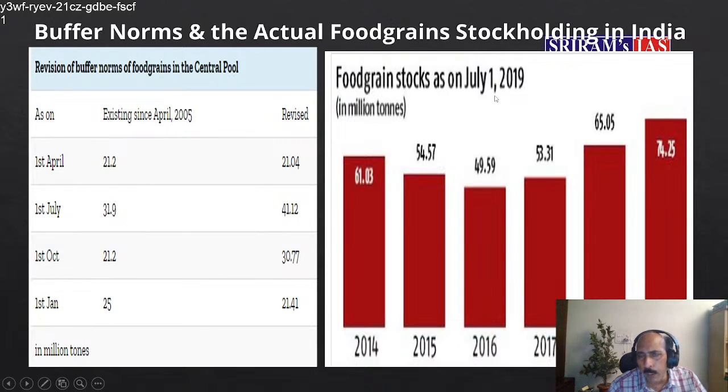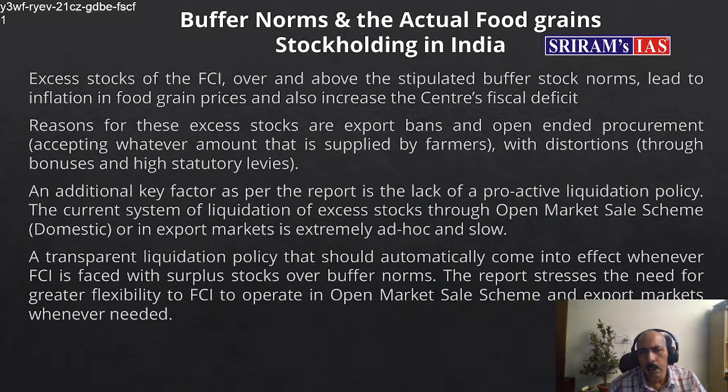You see, for July, the 41.12 million tons buffer stock is to be maintained by the FCI. But we gave the data for 14, 15, 16, 17, and 19, and even thereafter, the buffer stock maintained by the FCI has always been more than the minimum buffer prescribed by the central government. This has been mainly because the government sometimes asks the FCI to procure more food grains to provide some support to the farmers.